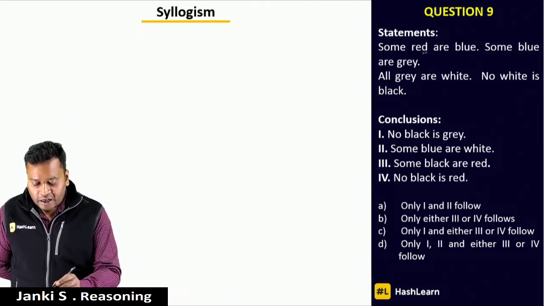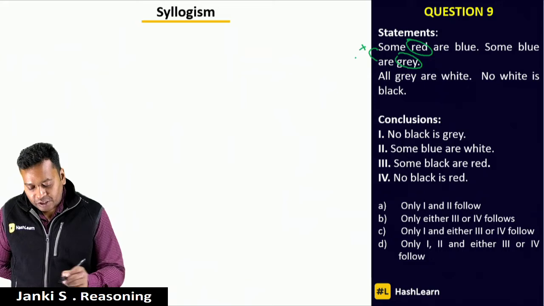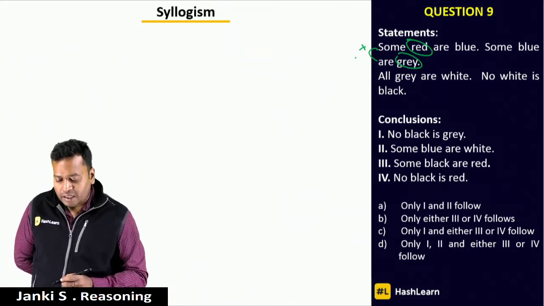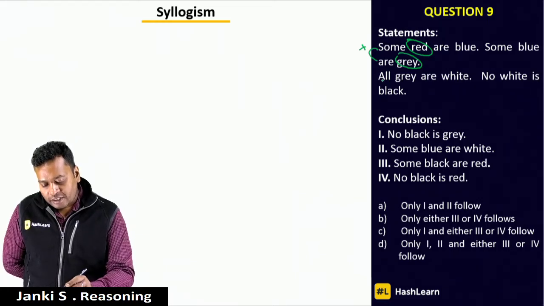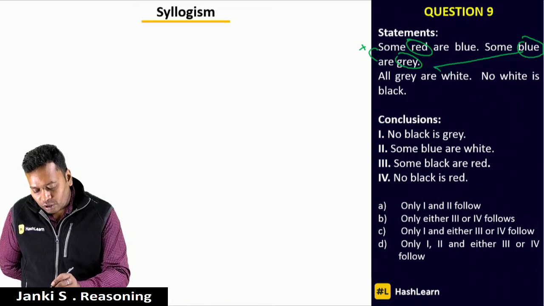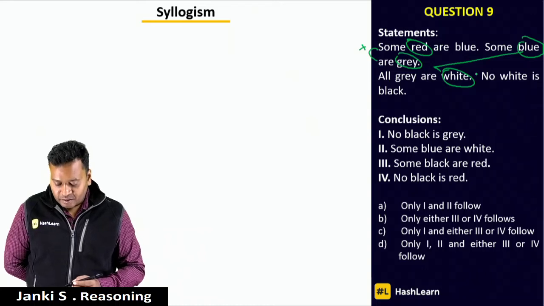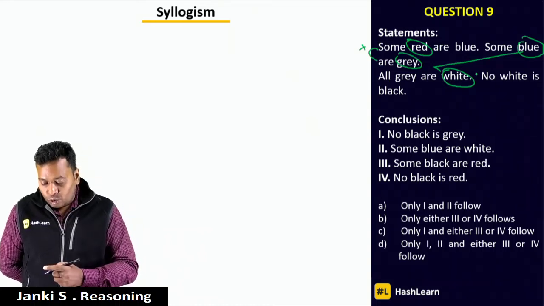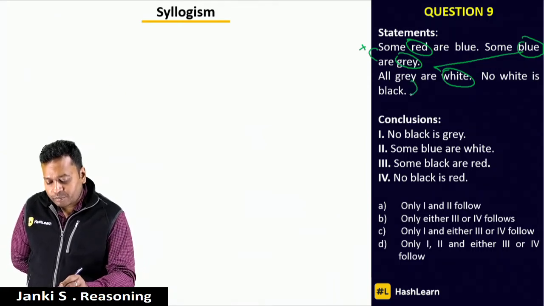सो सम रेड्स आर ब्लूज, सम ब्लूज आर ग्रेज. रेड और ग्रे के बीच में तो कोई रिलेशन नहीं आ रहा है, राइट? देन ऑल ग्रेज आर वाइट. सो सम ब्लूज आर ग्रेज एंड ऑल ग्रेज आर वाइट. दैट मीन्स ब्लू और वाइट के बीच में एक रिलेशन आ रहा है, राइट? दैट इज बट सम केस, राइट? एंड नो वाइट इज ब्लैक, राइट? सो दैट मीन्स ग्रे और ब्लैक के बीच में नो का रिलेशन आ रहा है, राइट?